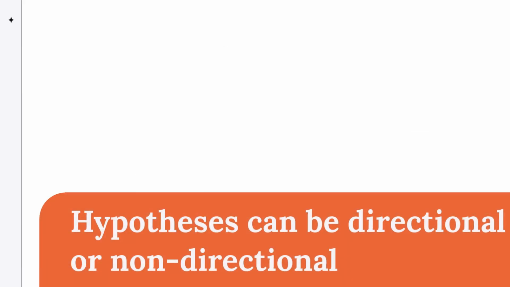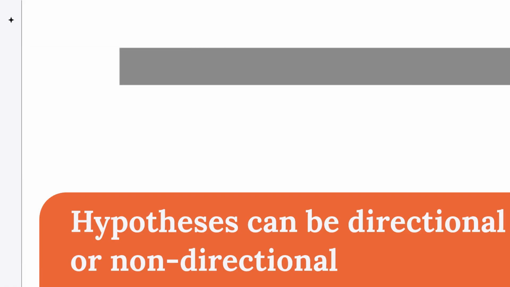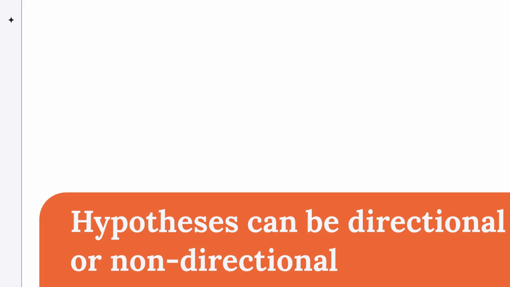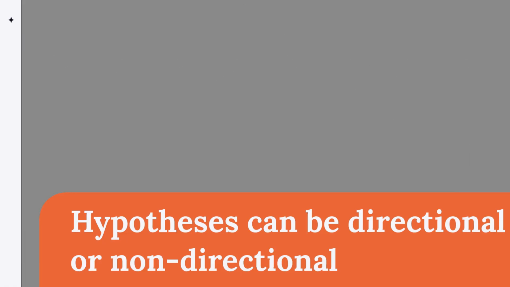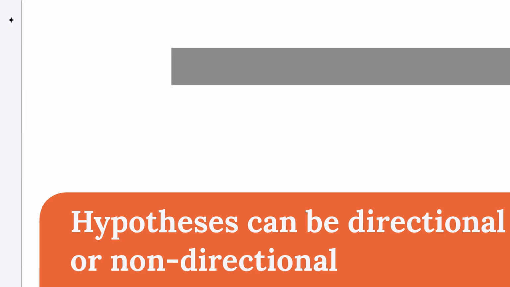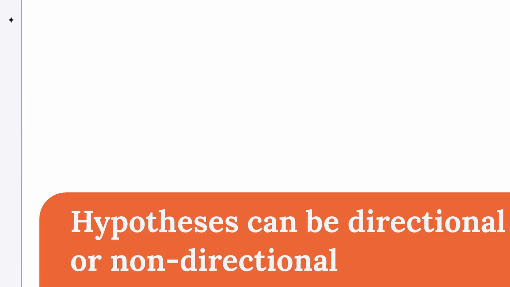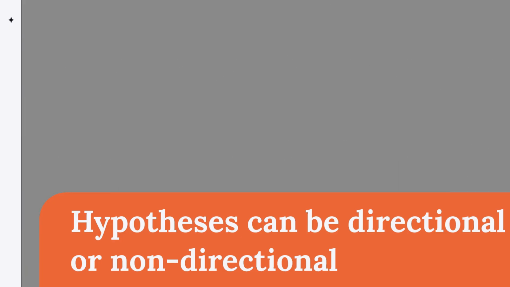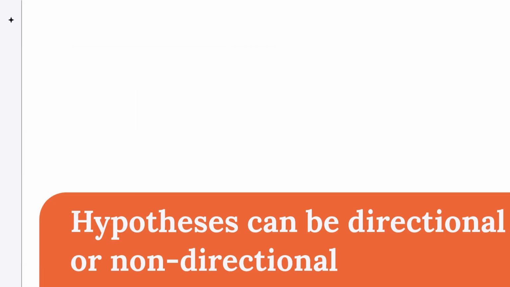Hypotheses can be directional or non-directional. A pilot study is often conducted to refine hypotheses. Repeated measures designs and independent groups are common experimental designs. Counterbalancing helps control order effects. Random allocation is used to minimize bias.